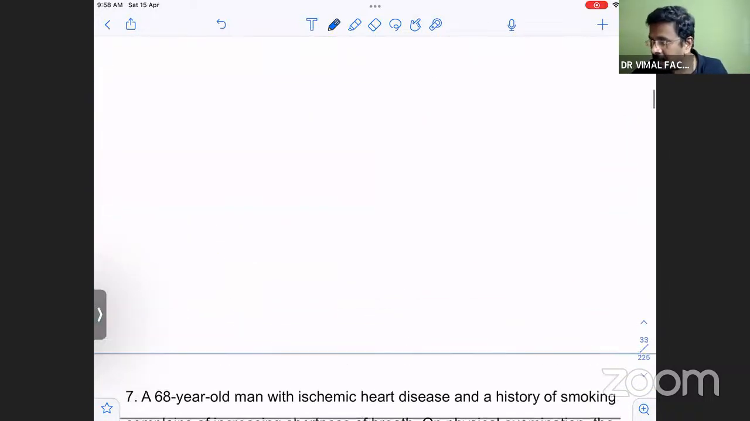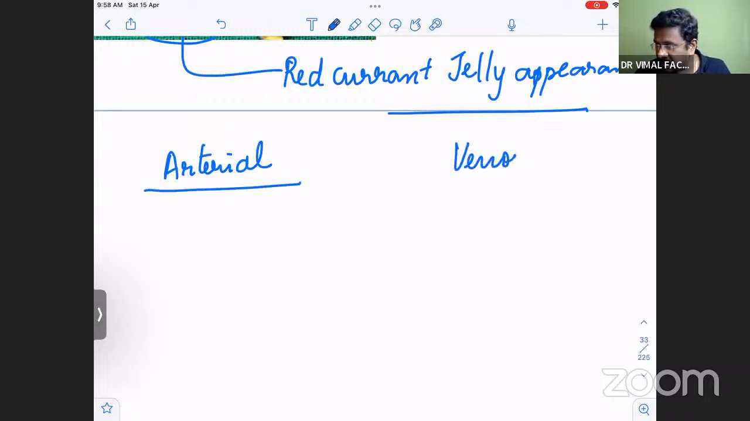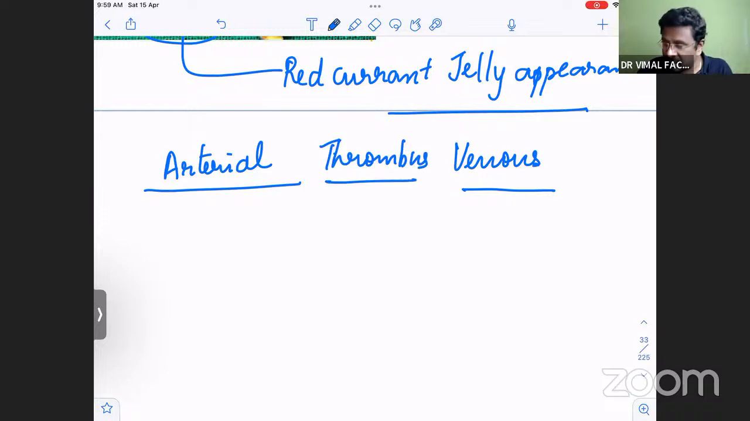A few important differences between an arterial thrombus and a venous thrombus you should also know. What is the main feature to differentiate arterial and venous thrombus? Arterial thrombi are mainly because of an endothelial injury.